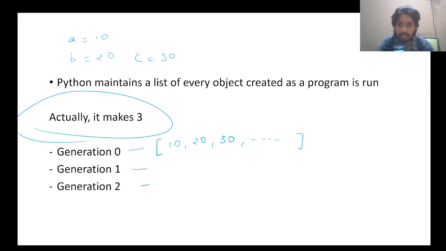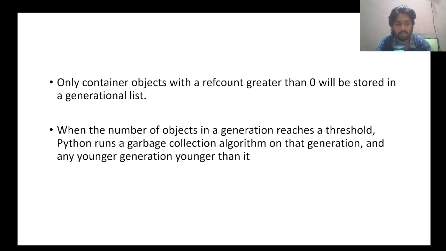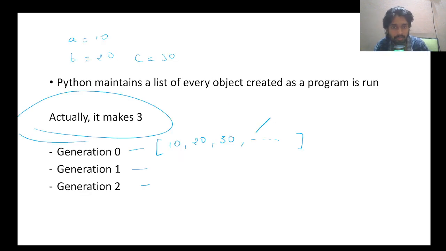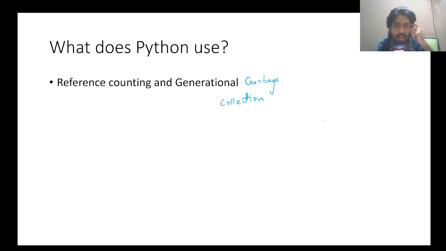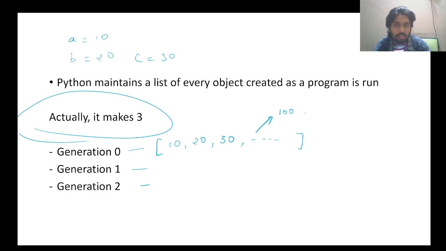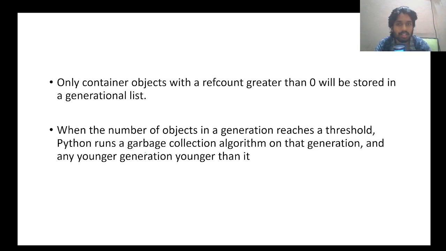And so what happens here is that there will be a threshold value. For example, if we have the threshold value as 100, whenever generation 0 reaches 100 objects, the generational garbage collection algorithm will be run on this generation. Only the container objects with reference greater than 0 will be stored when the number of objects in the generation reaches a threshold.